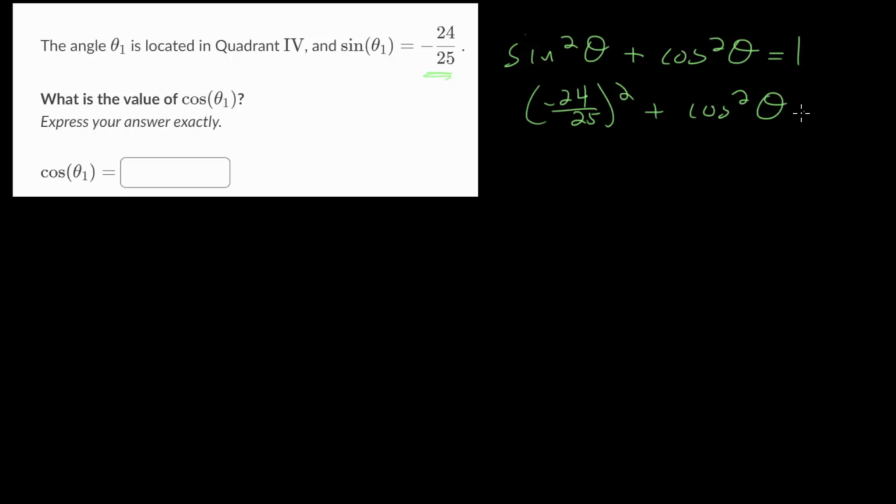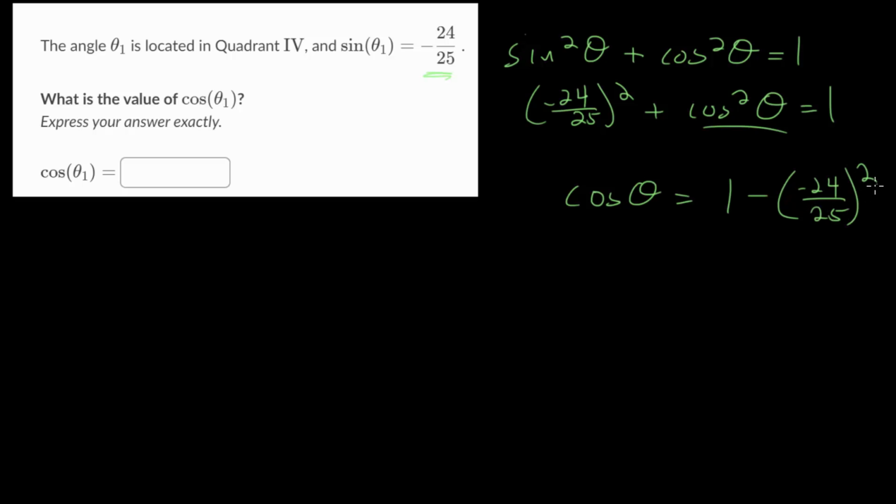Now, in the past couple videos, we looked at using the identity that the sine squared of the angle plus the cosine squared of the angle is equal to 1. We take the value for sine of our angle, minus 24 over 25. We square it, we add it to the cosine squared of theta 1, which is equal to 1. And we essentially solve this formula for the cosine of theta. We subtract this fraction on both sides, and we simplify everything.